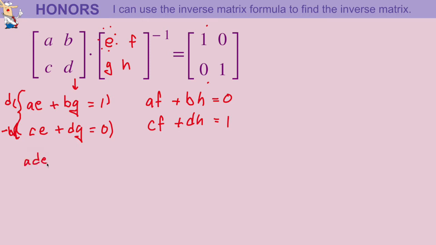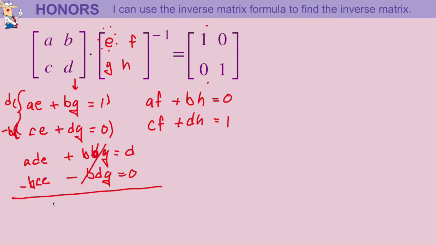So now I get A, D, E plus B, no, D, G equals D. Then negative BCE minus BDG equals 0. Add these together. G is indeed canceled out, leaving us with ADE minus BCE, and all that equals D.